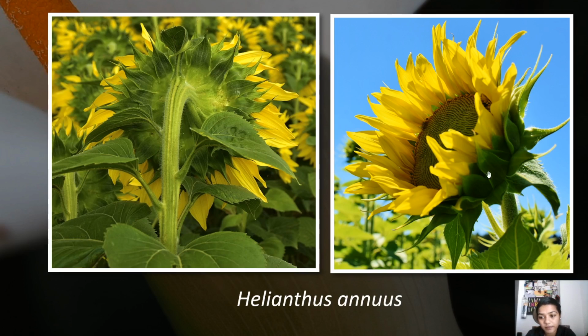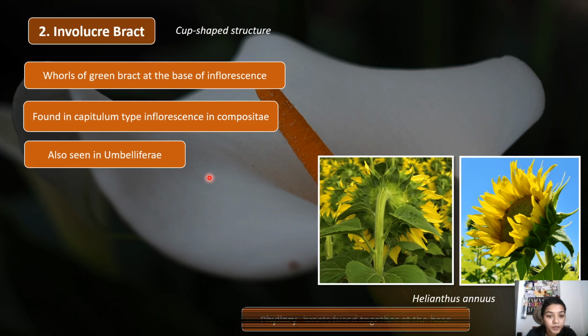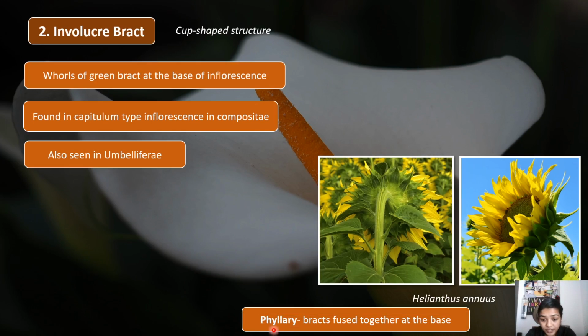This is a sunflower plant. So these are green in structure, but these are forming a cup shaped structure all around the flower, and therefore these are called the involucre bracts, right. Now this kind of arrangement in the Compositae family is also called phyllary, right. Phyllary means the bracts that are fused together at the base. Most of these involucre bracts are fused at the base, right, to form a cup shaped structure. This is called phyllary in the Compositae family, right.